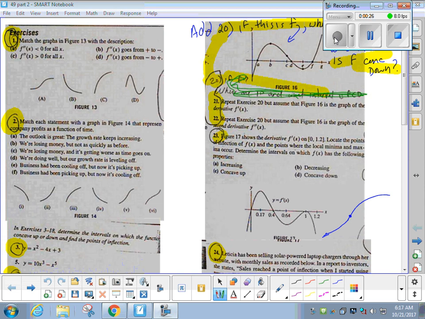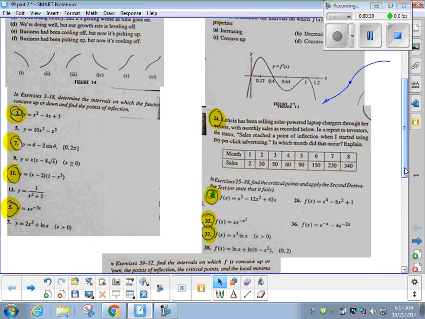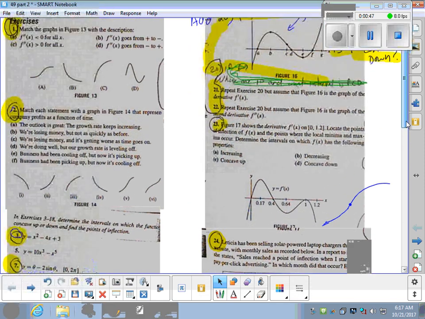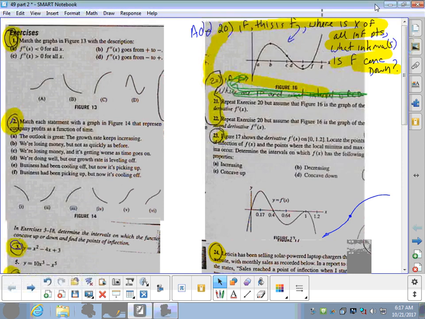Highlight these or circle these. In the first-hand column, numbers 1, 2, 3, 7, 11, and 15. In the second-hand column, I chopped off some things, so you have to do some writing. In the second-hand column, first at the top of that graph, put number 20 and say, if this is the F graph, where are the inflection points and intervals where F is concave down?